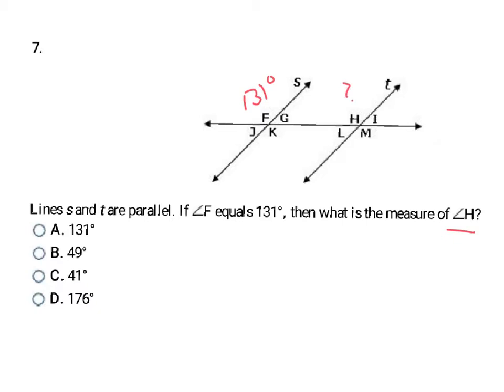Well, looking here, the angle F is above the transversal and to the left of the parallel line, and angle H is above the transversal and to the left of the parallel line. So they're corresponding angles, so that means they're going to have the same measurement. So that's going to make A here my final answer. And also remember that these four angles here are always going to have the same measurement. All four of those will always be congruent.